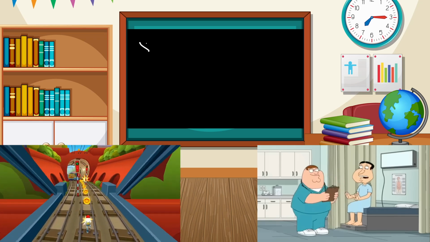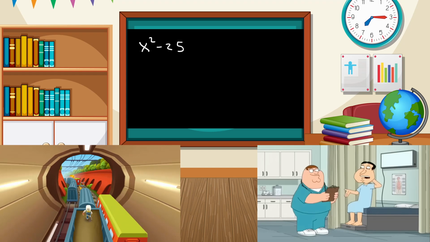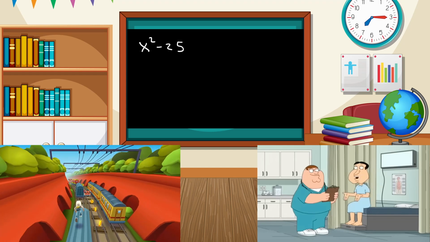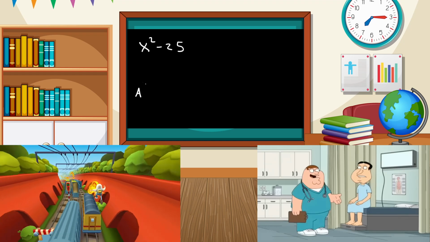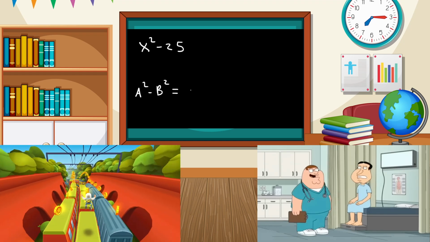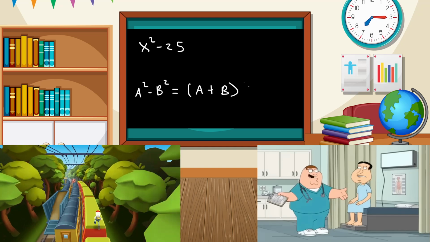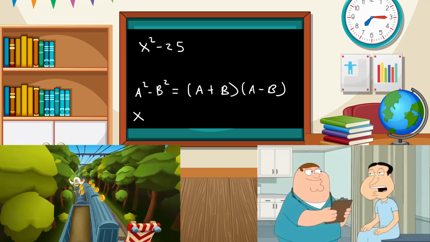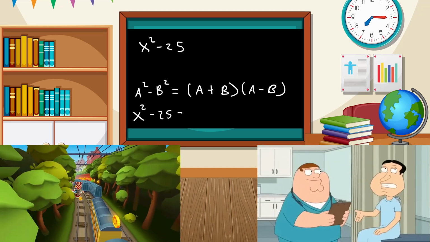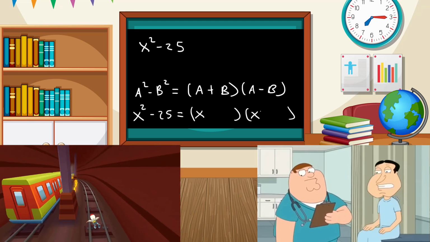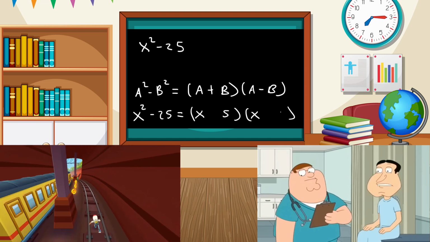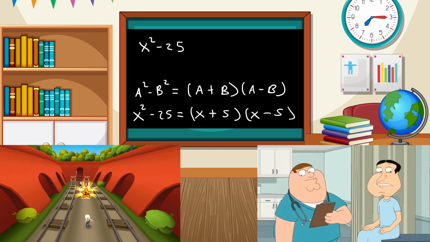Now let's say we're given this expression, x squared minus 25. How can we factor it? In this case, what we have is a difference of perfect squares. When you see this, you could use this formula. A squared minus b squared can be factored to this expression: a plus b times a minus b. So a squared is represented by x squared. B squared is 25. So a is the square root of x squared, which is x. B is the square root of 25, which is 5. So our answer is x plus 5 times x minus 5.